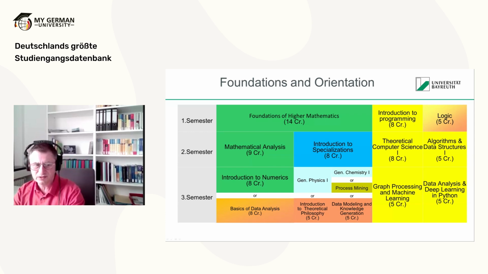It basically consists of 3 semesters. The first 2 semesters are pretty much set. There is not much choice there. So you have foundations of high mathematics, mathematical analysis. The green ones are the mathematical parts of the curriculum. The yellow ones are the computer science part of the curriculum, and the colored ones belong to other areas.